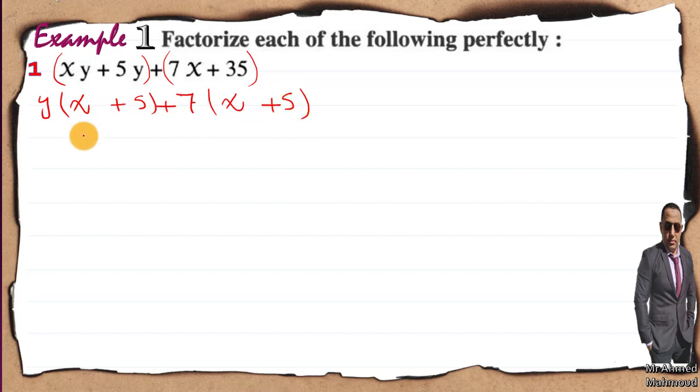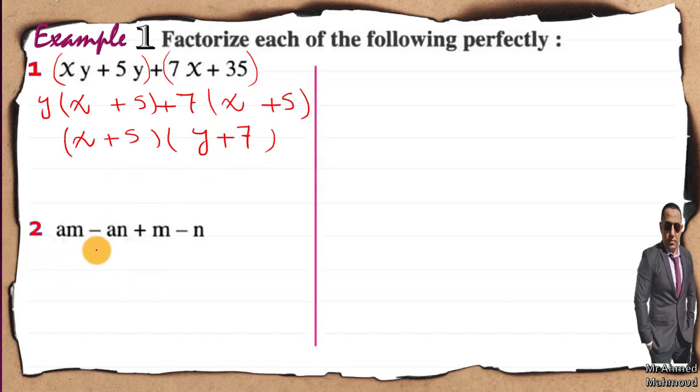I have the same brackets, so I'm going to open two brackets like this. In the first, I'm going to write the common bracket x plus 5, and the remainder goes inside the other bracket. Here I have y and here I have plus 7, so I'm going to write y plus 7. And this is the factorization.